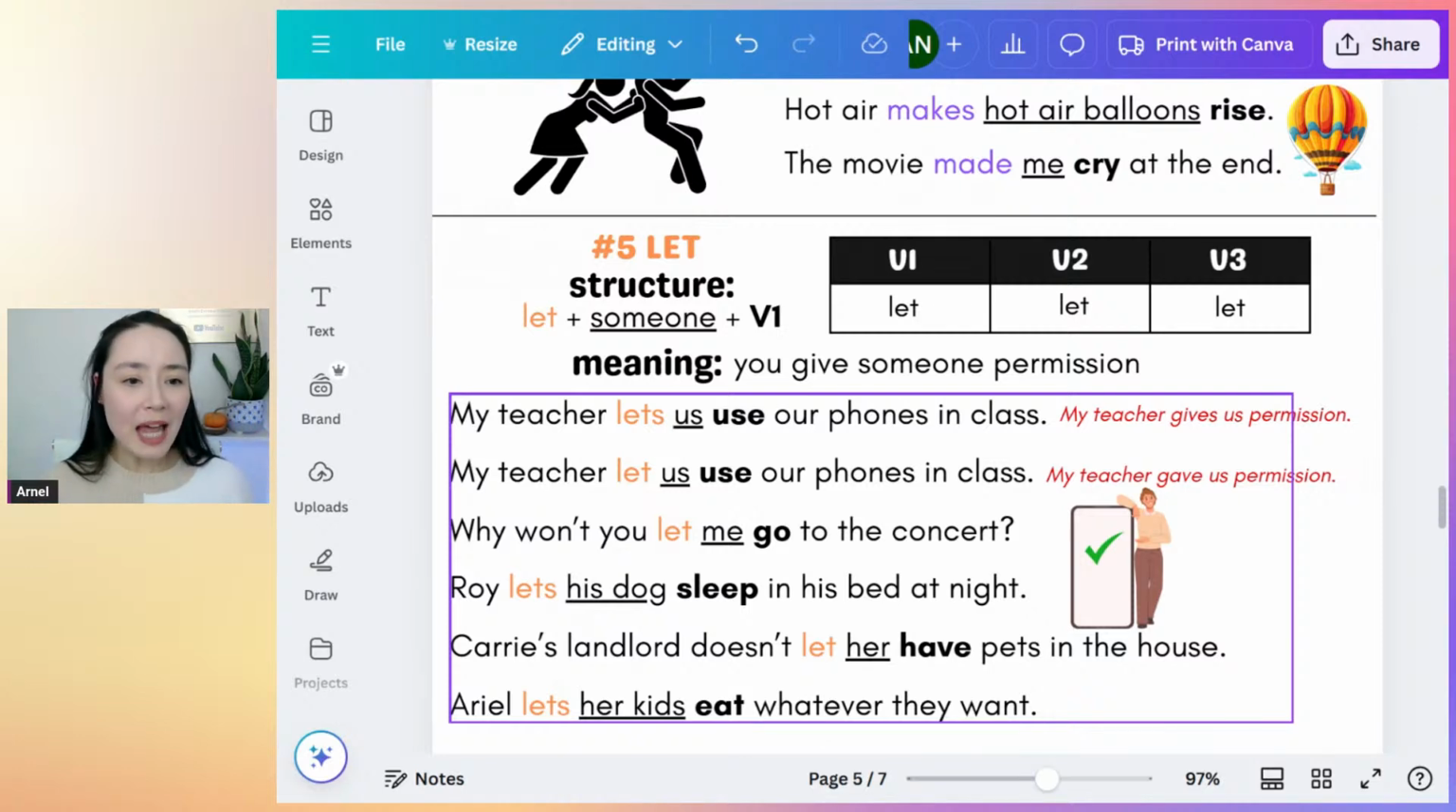Why won't you let me go to the concert? Why won't you give me permission? Roy lets his dog sleep in his bed at night. Carrie's landlord doesn't let her have pets in the house. Ariel lets her kids eat whatever they want.